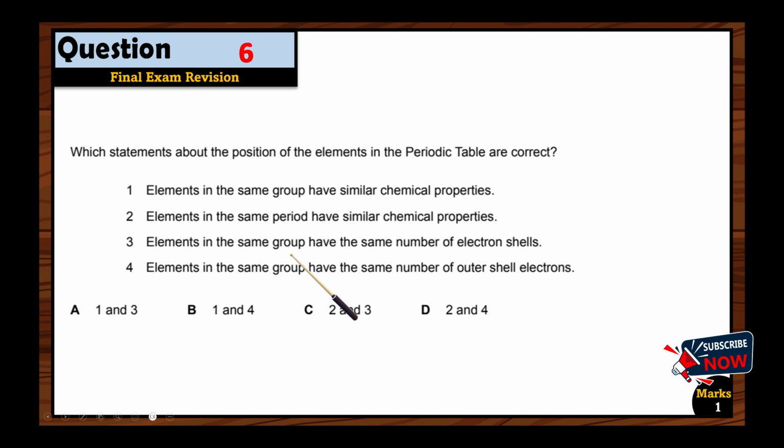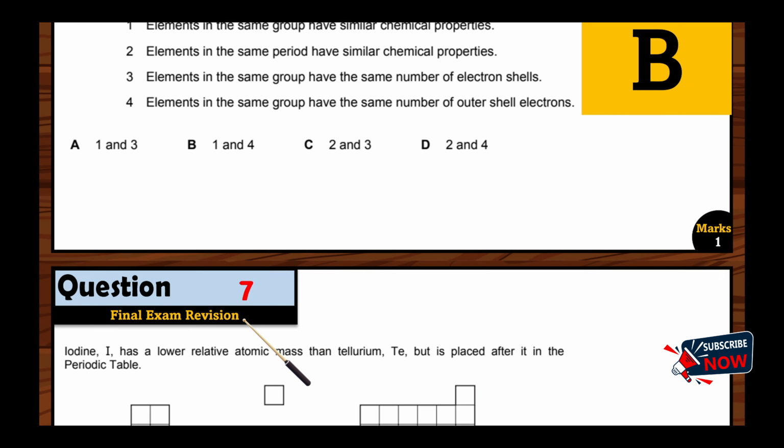So question number 3, elements in the same group have the same number of electron shells. If they are in the same group, then the group always defines the number of outer shell electrons, but they are talking about the electron shell. That's wrong, right? So option number 4, elements in the same group have the same number of outer shell electrons. Yes, that's right. Group always represents the outer shell electrons and period always represents the electron shells, right? So option number 4 is right and 1 is right. So it means B option is correct.